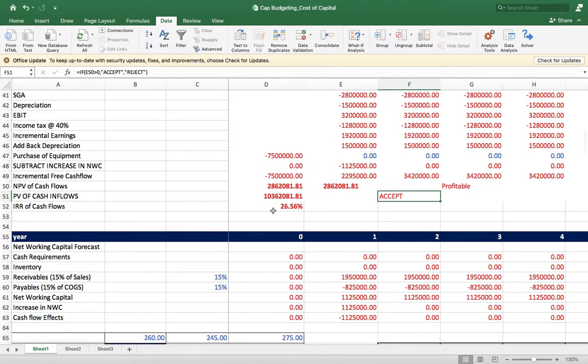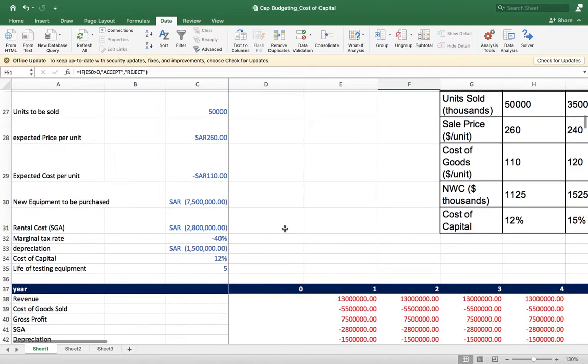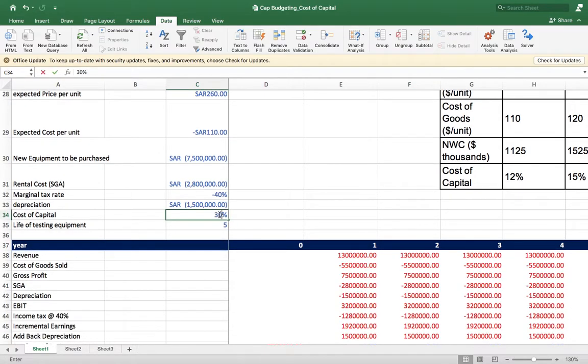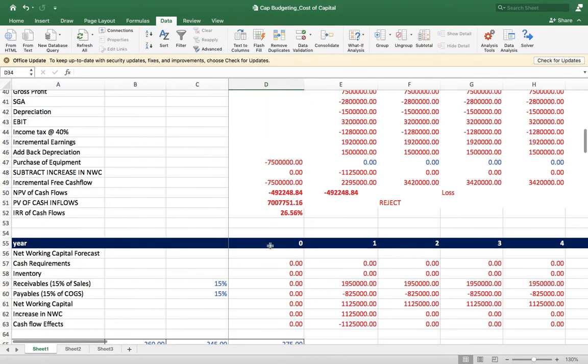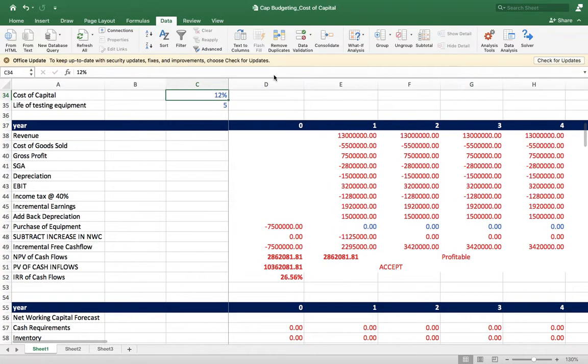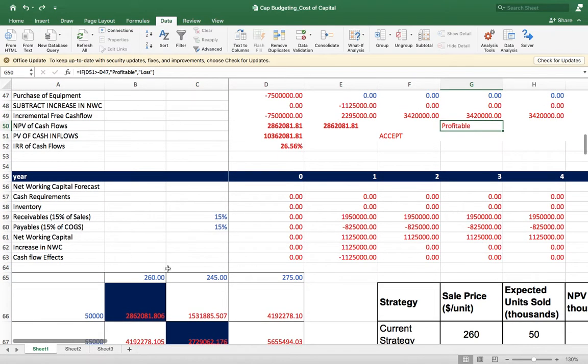You can add an if statement here. For example, I will make the cost of capital 30%. You see here, your NPV becomes negative, so reject. And your present value is giving a loss. And your IRR is 26.56%, which is less than the required rate of return, that is 30%. Therefore, you should reject the project. But if the required rate of return is 12%, definitely you should accept the project. It's a profitable one. So this is the way we calculate the NPV.